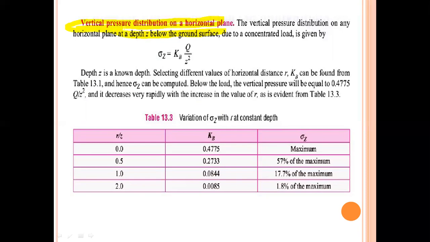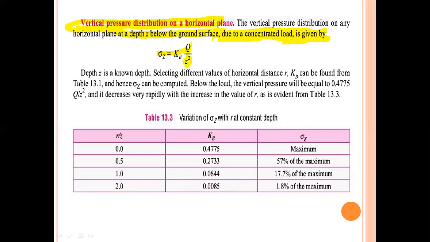Here, the vertical pressure distribution on any horizontal plane at a depth z below the ground surface due to a concentrated load is given by sigma z equal to Kb into Q by z square. Concentrated load means point load, a load acting at a particular point on the surface. Here depth z is the known depth.